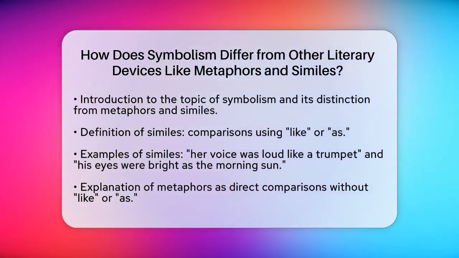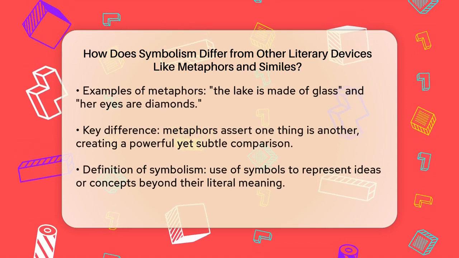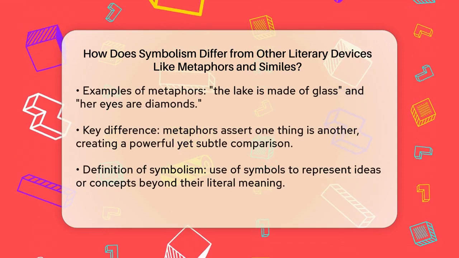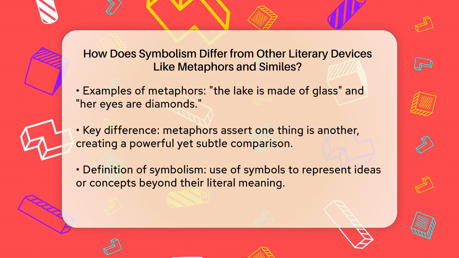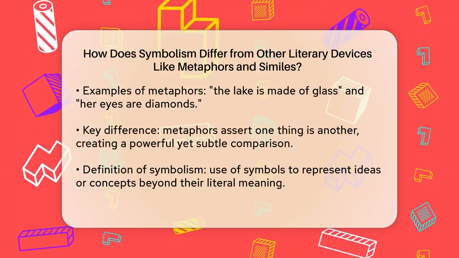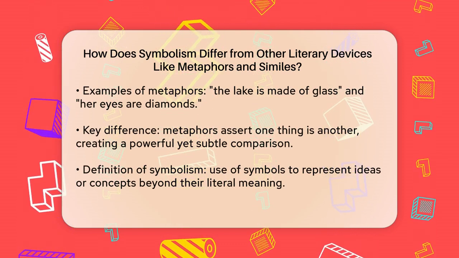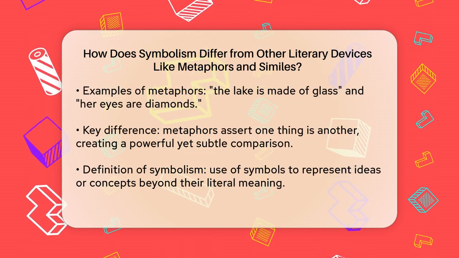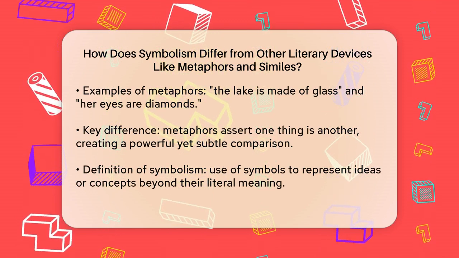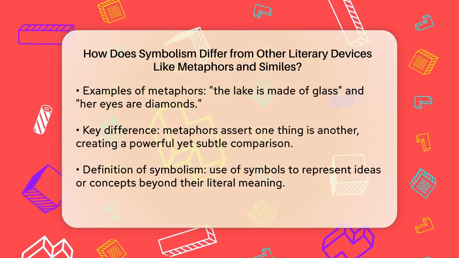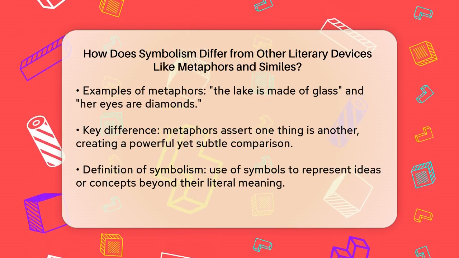Metaphors, on the other hand, are more direct. They compare two things by saying one thing is another without using like or as. For instance, the lake is made of glass, or her eyes are diamonds. Metaphors insist that one thing is, in fact, another, which can be quite powerful but also more subtle and sometimes less obvious than similes.